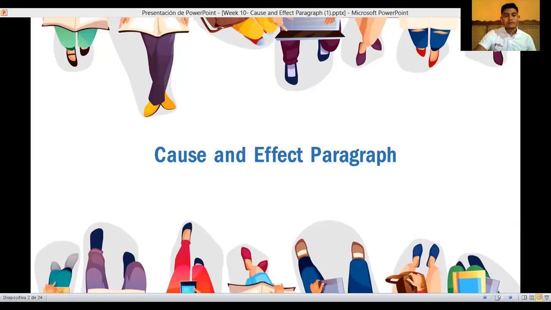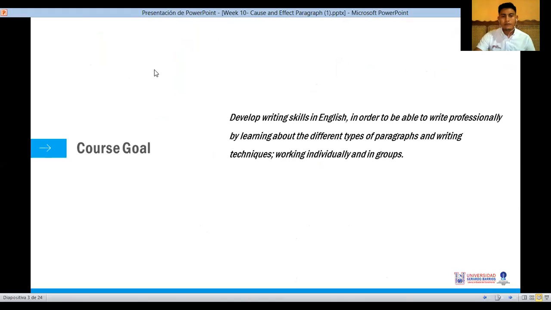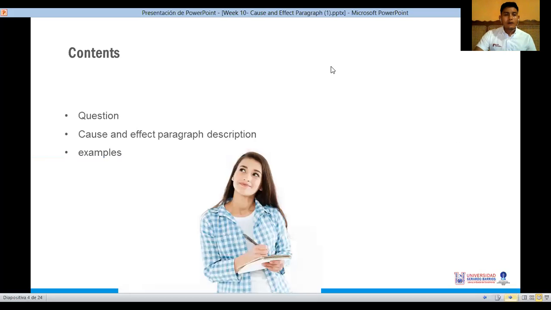Well, we have a course. This course develops writing skills in English in order to be able to write professionally, by learning about different types of paragraphs and writing techniques, working individually and in a group. Well, that is possible, because we have to use some techniques to write individually and also in groups. Well, we have the context. Right. We have the content here.